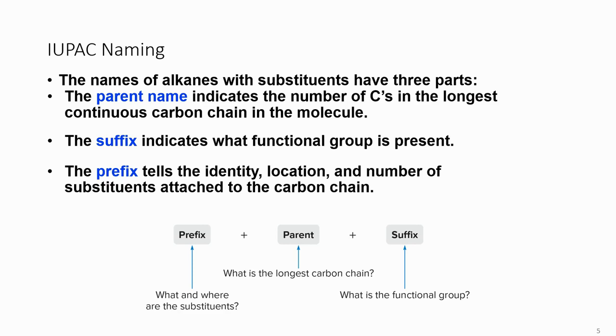And then the suffix is the functional group. Today we're just talking about alkanes. So remember, an alkane is just a carbon-hydrogen chain, just boring, nothing else. No double bonds, no triple bonds, okay? If we have a double bond or a triple bond, we'll talk about what to do with the suffix next chapter, chapter 13. But we're not really worrying about that today. So these are the 3 things that we need to figure out before we can name an organic molecule.